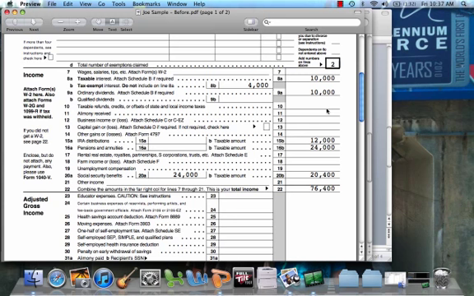Wow, I didn't know that. I bet you most people watching weren't aware of that one. And then let's continue. Line 9, what's that? Line 9, that would be dividends.